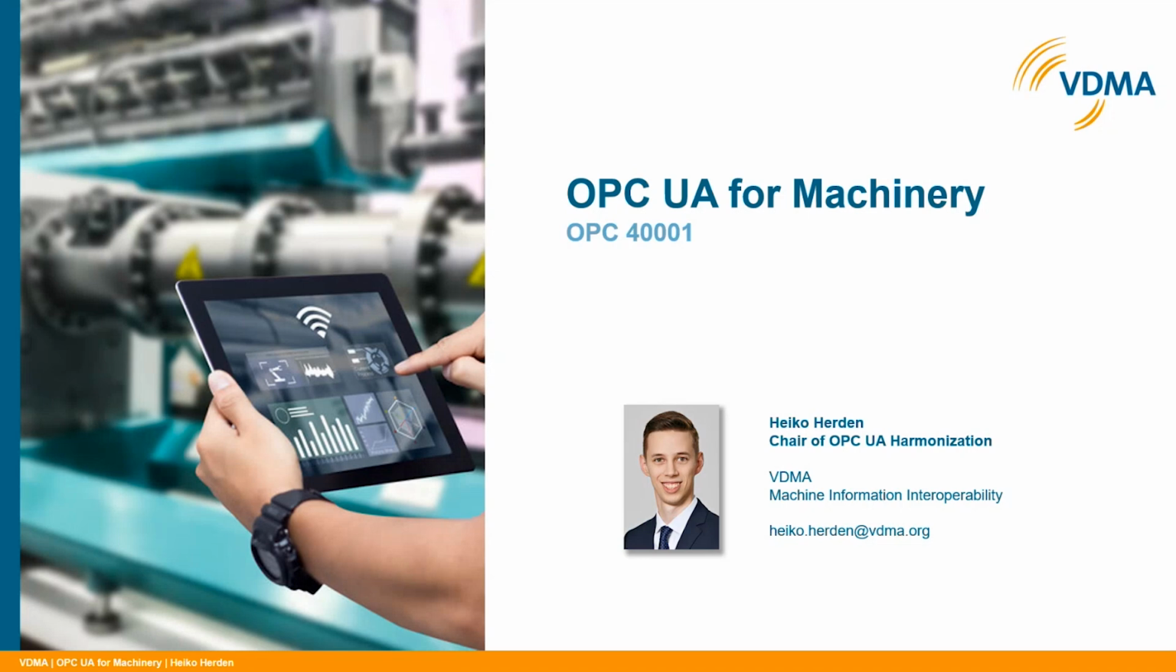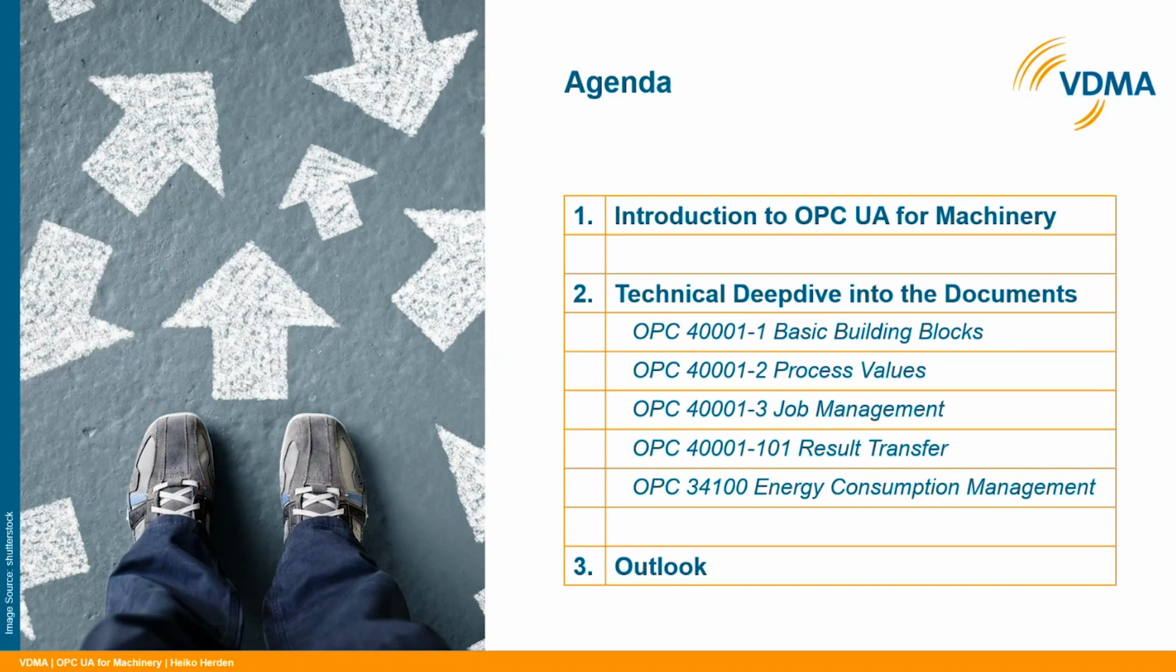And for today's presentation, I brought the following agenda. We will start with an introduction to OPC UA for machinery, which is the main topic of today. And then we will have a technical deep dive into the different documents. So OPC 40,000 Part 1, Part 2, Part 3, Part 101, and the OPC 34,100 energy consumption management, as this is also relevant for OPC UA for machinery. And then we will close the whole presentation with an outlook. So let's start with the introduction.